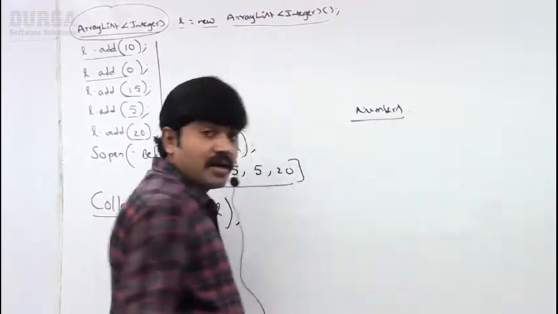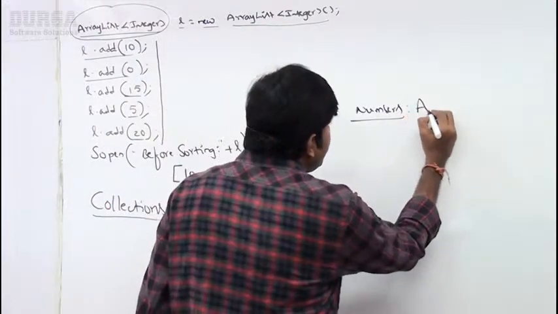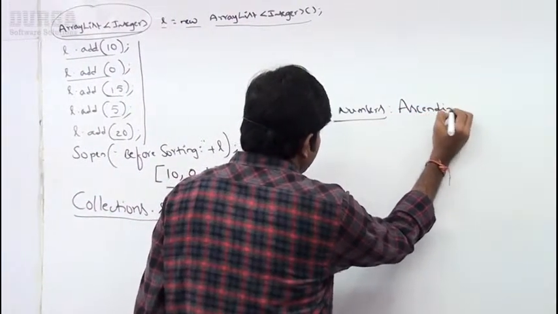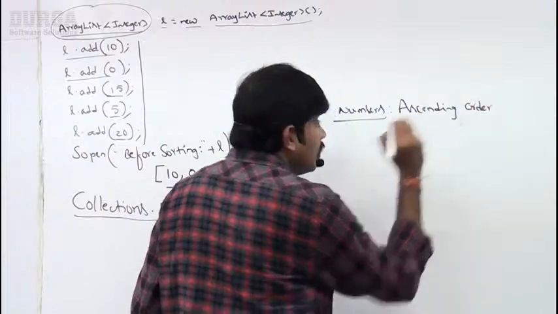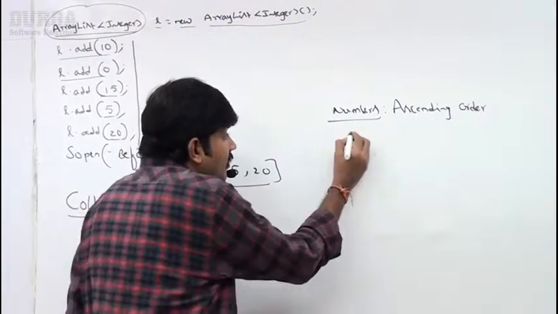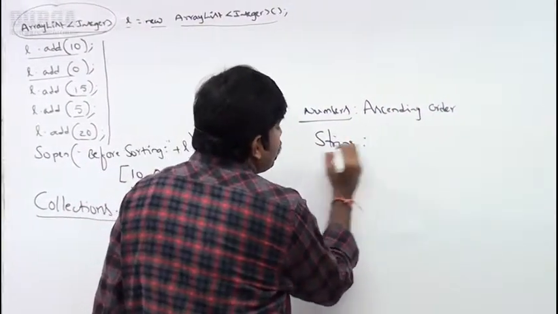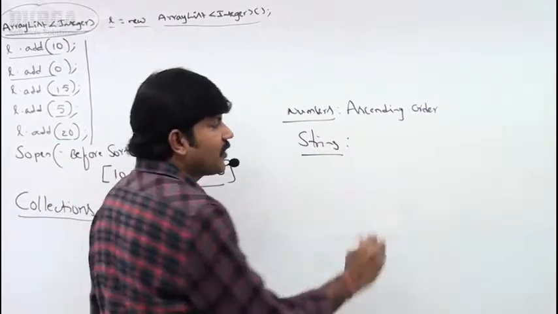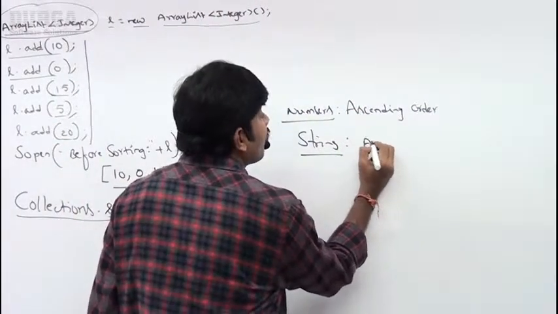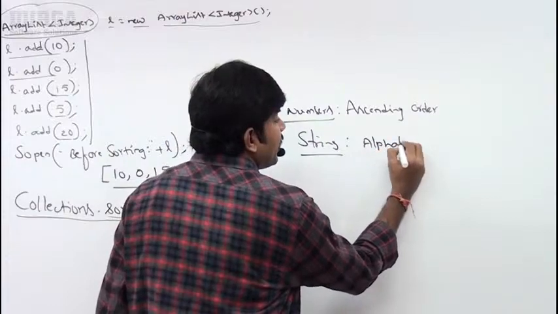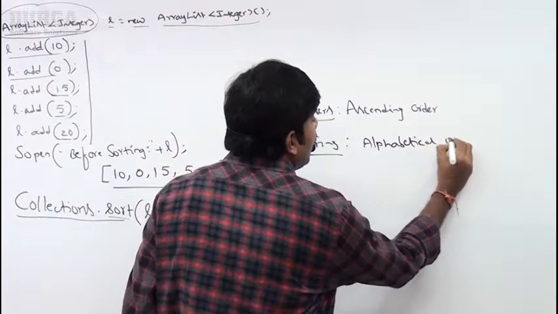Default natural sorting order for the numbers is ascending order. Remember this one, ascending order, right? Default natural sorting order for the string objects is alphabetical order. Do you know dictionary? Dictionary order, sir. Alphabetical order.